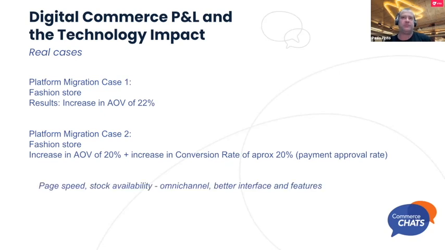And then some of the reasons, right? Page speed, stock availability, because they implemented omni-channel, and also better interface and features. So those are basically the reasons why we had those big results here.